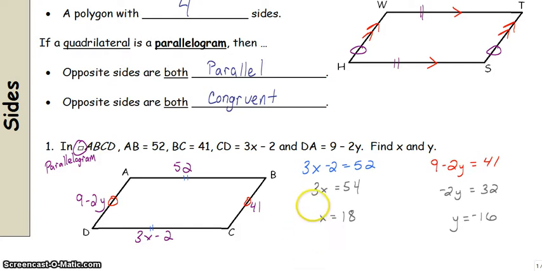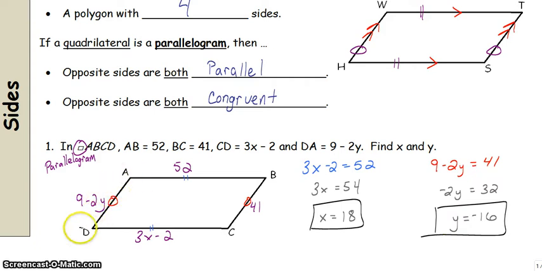Hopefully you found that x equals 18 and y equals negative 16. Yes, it's okay for the variable to be negative so long as it does not make your segment negative. If I substitute negative 16 back in for y, that would give me a positive 41 as my segment length. So that one is okay.